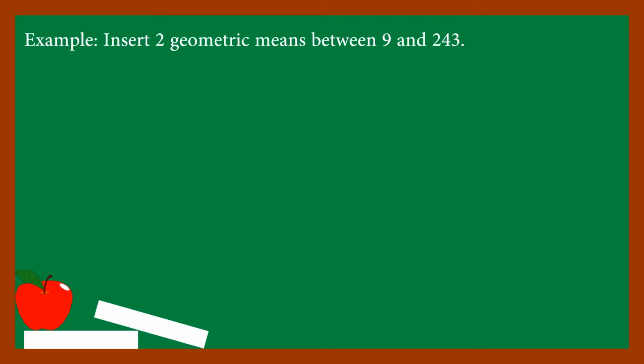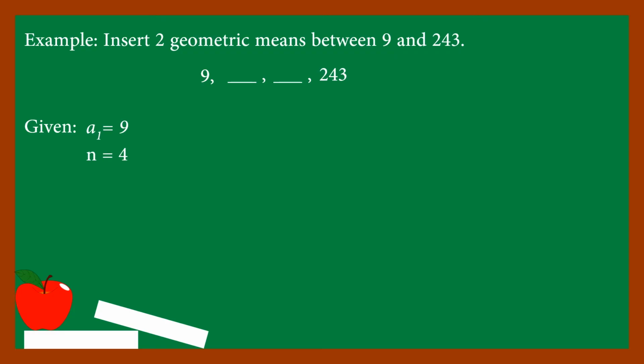So, para mas malinaw, isusulat natin yung geometric or yung given na terms. So, we have 9 at dalawang missing na geometric means. Then, after, we have 243. So, yung given natin, we have a sub 1 or yung first term natin which is equal to 9. And we have n is equal to 4. Kasi yung binigay na terms ay dalawa at yung missing terms naman ay dalawa.